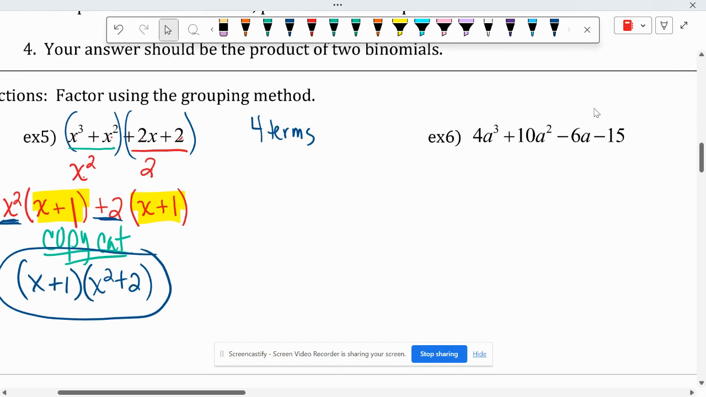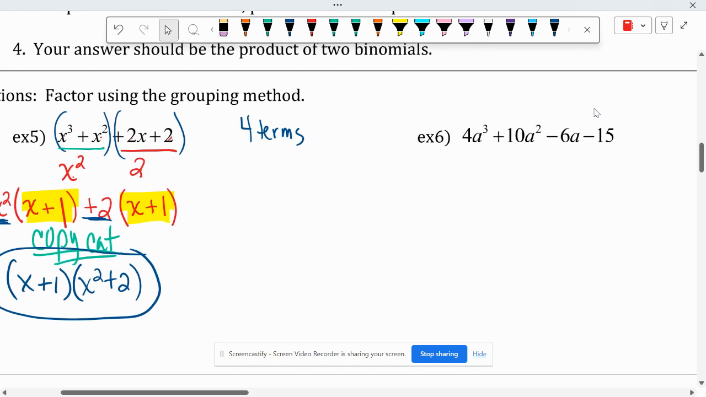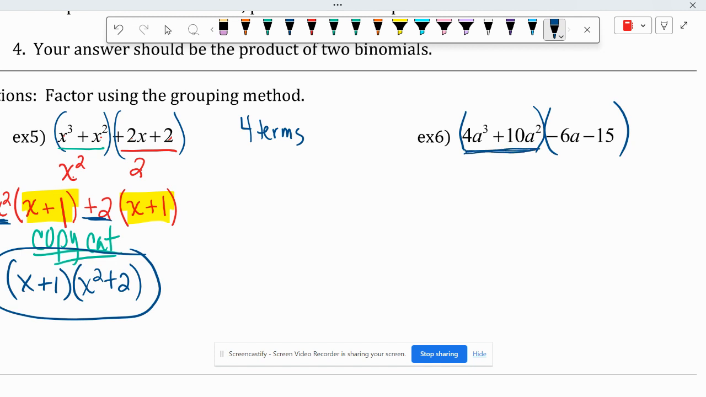Okay. So when I look at example 6, again, I'm going to group it into 2 parentheses. Make sure that the sign in front of the terms are included, right? So what is the GCF that I can take out of this first parenthesis? 2a squared. Yeah. What's the GCF that I can take out of the second parenthesis? 3. And you notice how both these terms are negative? So I want you to take out a negative 3. So let's look at what that's going to be.